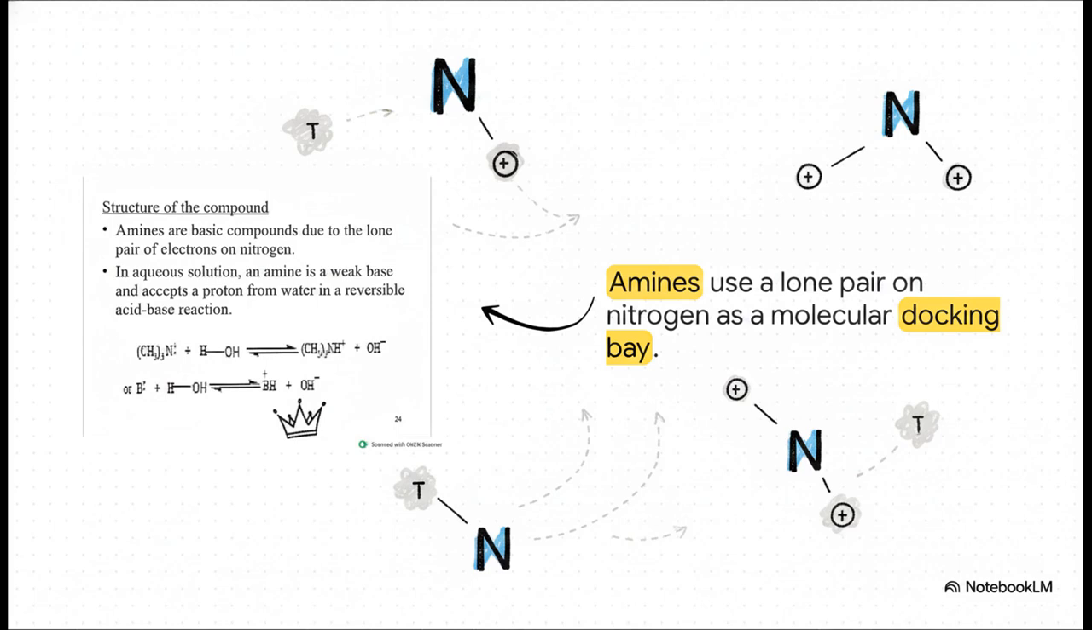Enter the amines. Amines are the absolute kings of organic bases because they contain a nitrogen atom. And crucially, that nitrogen holds a lone pair of unshared valence electrons. Think of this lone pair as a perfectly positioned molecular docking bay, just sitting there, waiting to share its electrons and snatch up an incoming positively charged proton.